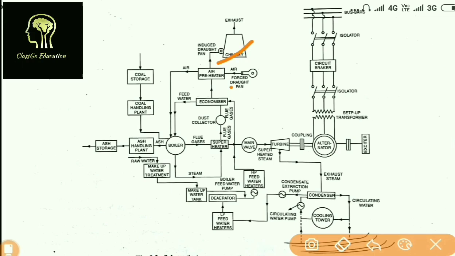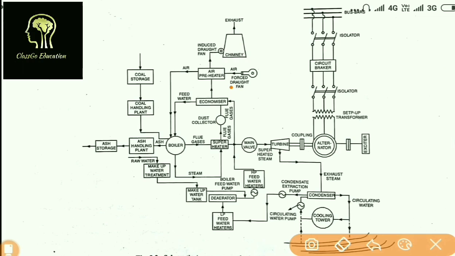So the economizer and air preheater are devices which recover the heat from the flue gases on their way to the chimney and raise the temperature of feed water and air supplied for combustion respectively. Thus the overall efficiency of these steam plants can be increased.